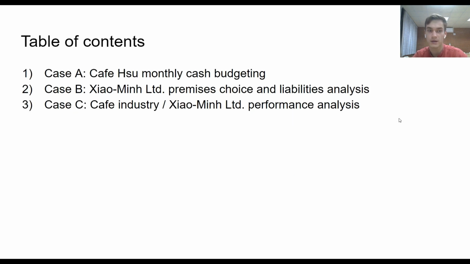We split it into three parts. In case A, me and Oliver will talk about Capital monthly cash budgeting. In case B, Ho will present the Xiaomi premises choice and liabilities analysis. And lastly, Brian will talk about the CAPI industry indicators and Xiaomi performance analysis.